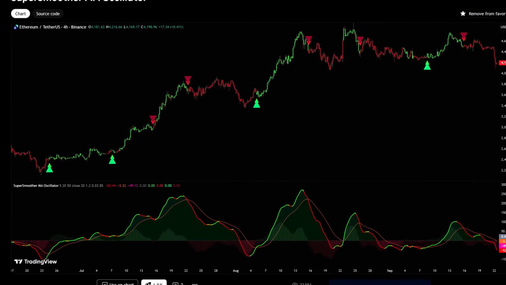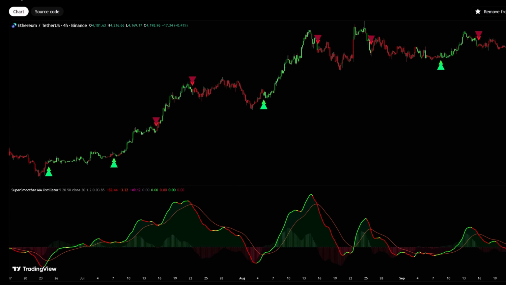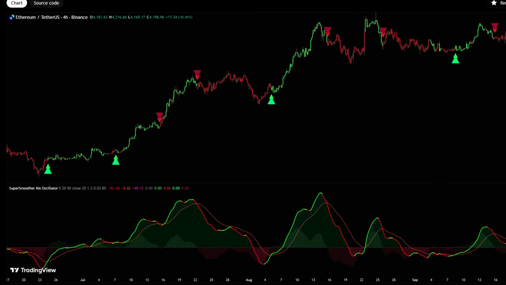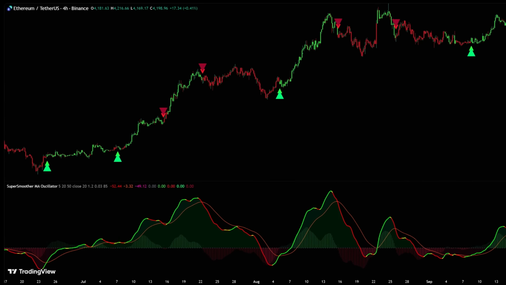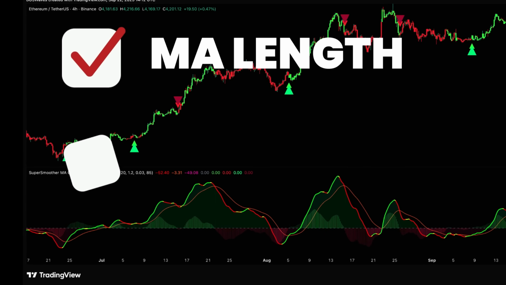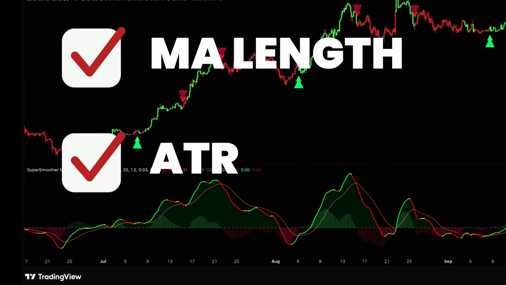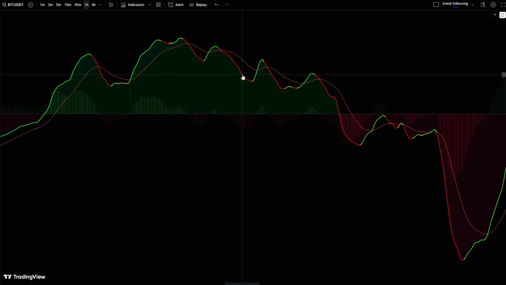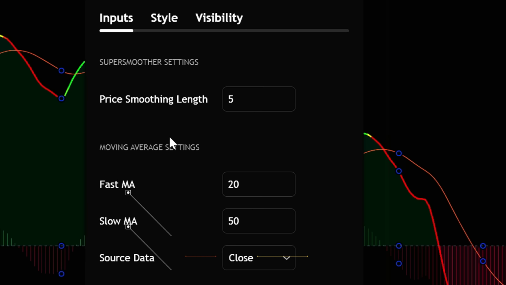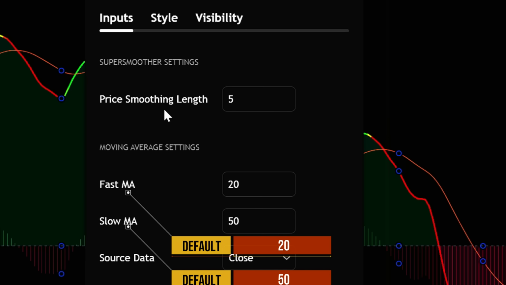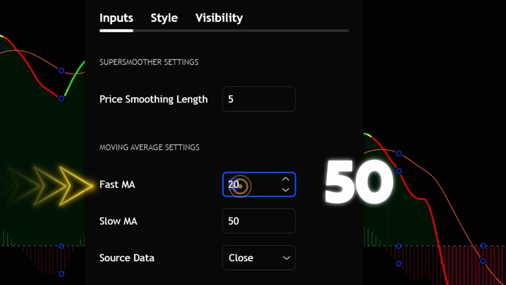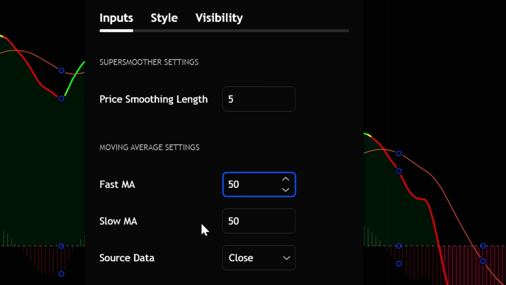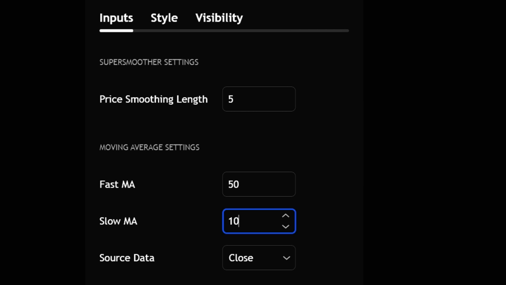It might look intimidating at first, moving averages, histograms, ATR calculations, but don't sweat it. We only care about a few key settings, MA length and ATR. Open the indicator settings. Default fast MA is 20 and slow MA is 50. Change the fast MA to 50 and the slow MA to 100. This smooths out the trend and filters out minor fluctuations that could cause early stop outs.